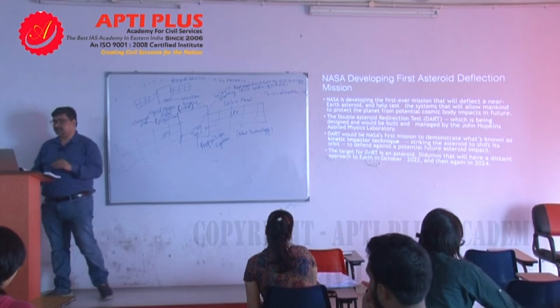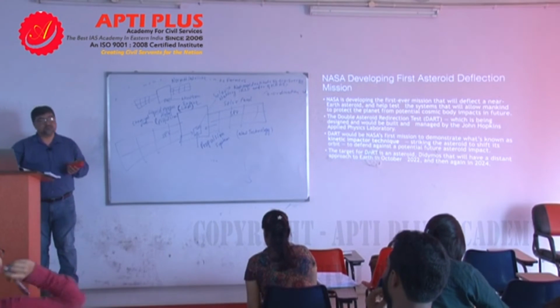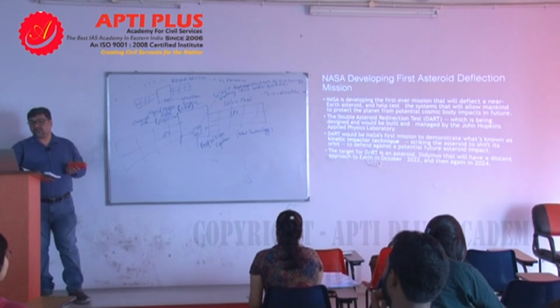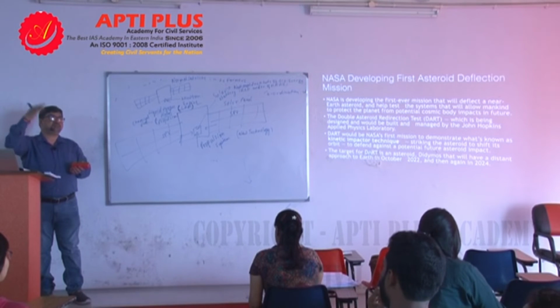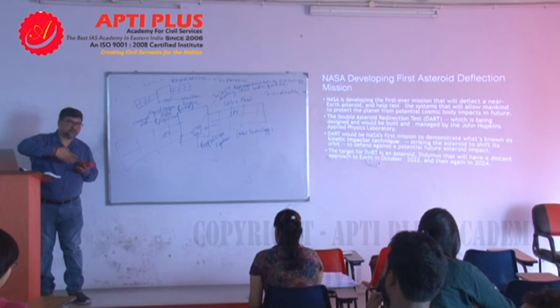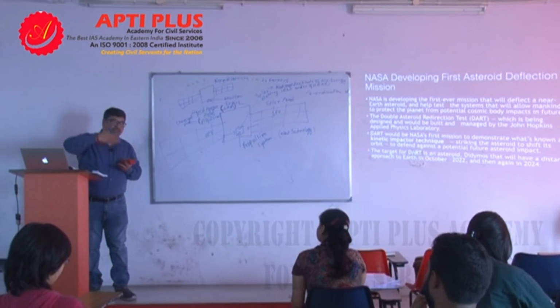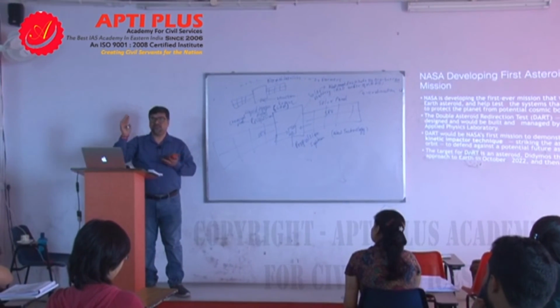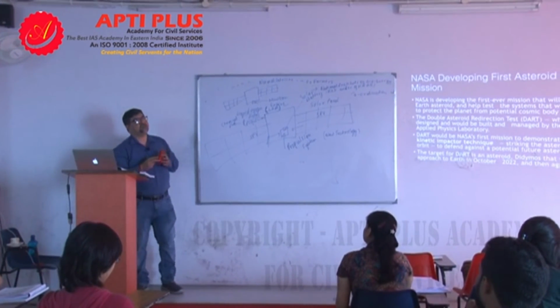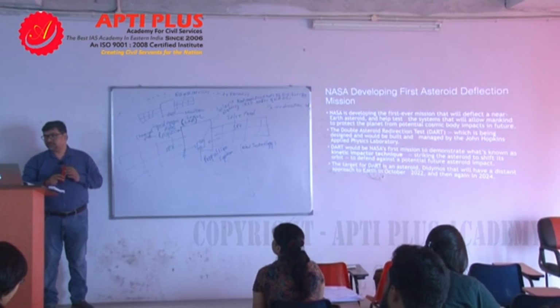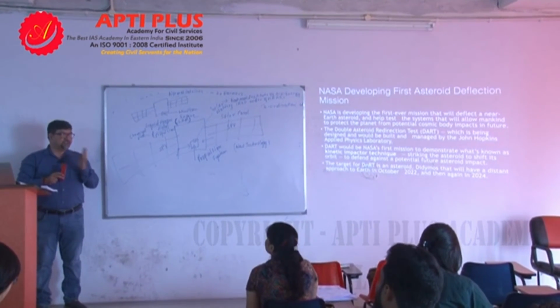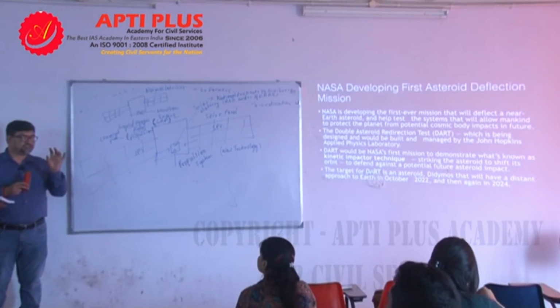So what is given here? See here. NASA is developing the first ever mission that will deflect a near Earth asteroid and that will protect the planet from any impact. Sometimes a comet can come near to the Earth, or an asteroid can come near to the Earth. So that can be deflected. Now where do you find asteroids in the solar system? Between Mars and Jupiter, right? Between Mars and Jupiter, asteroids are there.